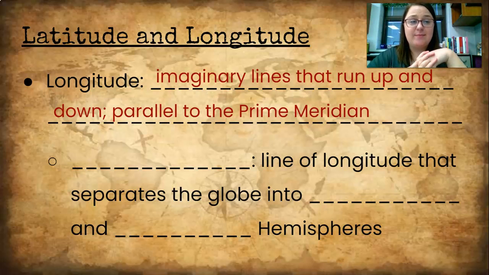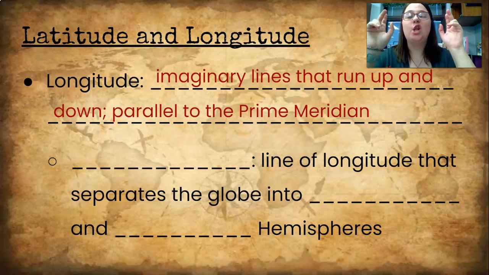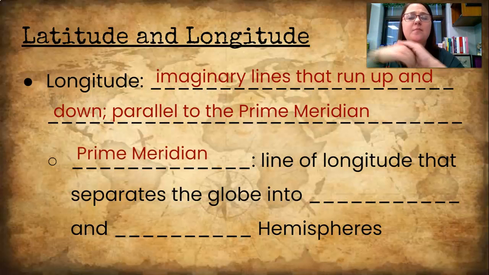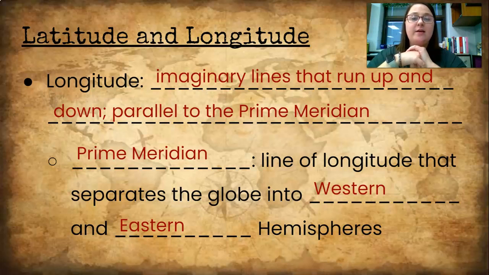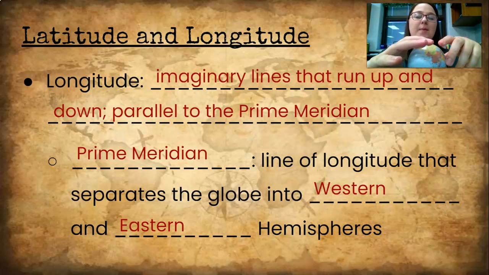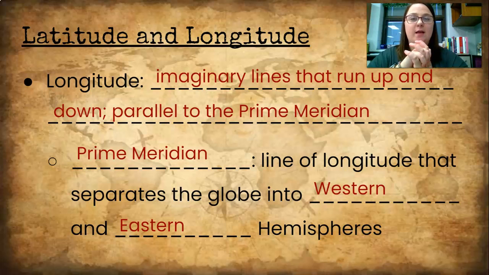The prime meridian is the name of the fancy longitude line that we all should know, right? It runs up and down at 0 degrees. It's the one that I was talking about that cuts into Africa a little bit. That's the prime meridian, which is this next line here. The prime meridian is the line of longitude that separates the globe into western and eastern hemispheres. It's the important line that helps us determine this in social studies. But it runs parallel to all the other longitude lines. Too many L words, guys. Longitude runs up and down, and the prime meridian is the most important.